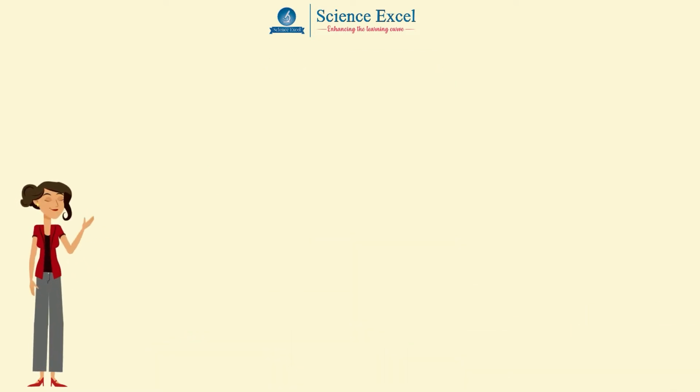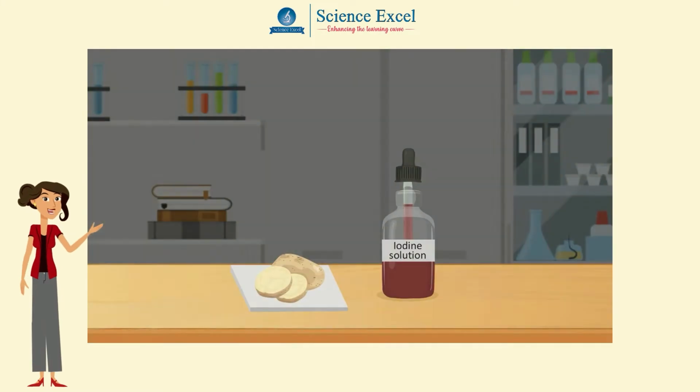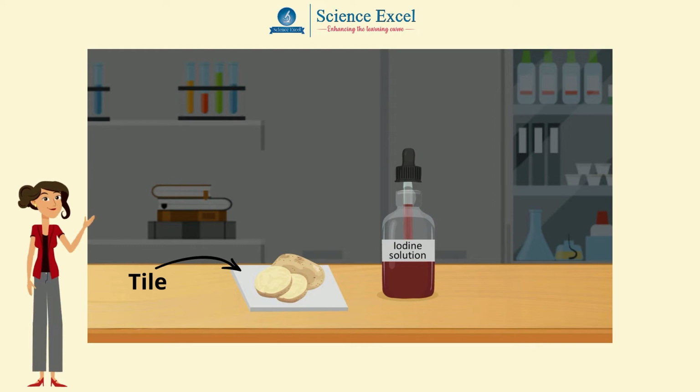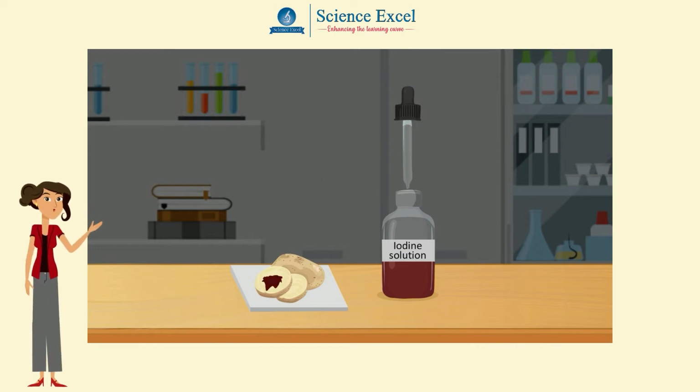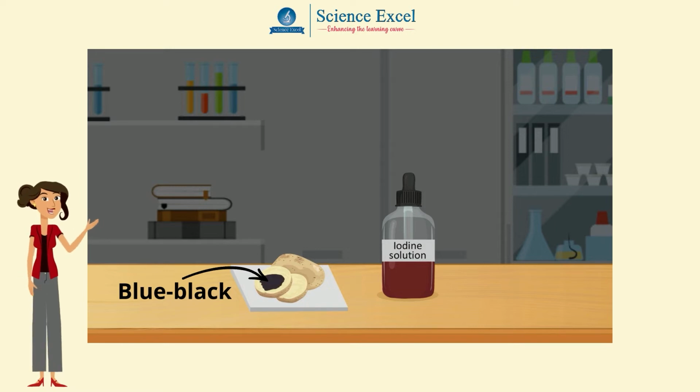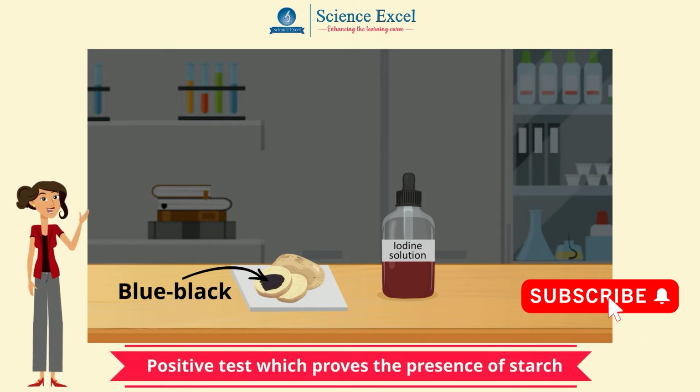As an example of this process, let's place a small piece of potato onto a white tile. Add 2 to 3 drops of dilute iodine solution on it. Now observe the changes. The piece of potato turns blue-black in color. This is a positive test which proves the presence of starch.